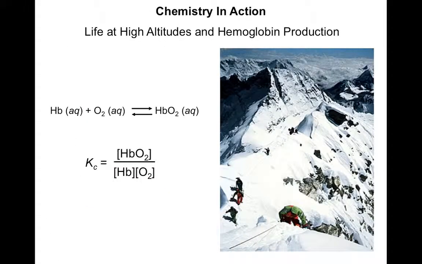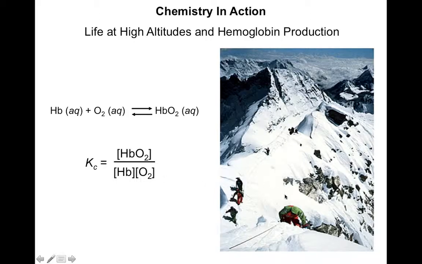Some applied chemistry for equilibrium. This is life at high altitudes and hemoglobin production. Here you have some mountain climbers. They're up very, very high. Hemoglobin and oxygen is a reaction in equilibrium because hemoglobin can bind to oxygen to make oxyhemoglobin, which is what's carrying oxygen through your blood. But oxyhemoglobin can also become hemoglobin and oxygen and let go of that oxygen, and so our equilibrium constant is equal to the oxyhemoglobin divided by the hemoglobin and the oxygen.